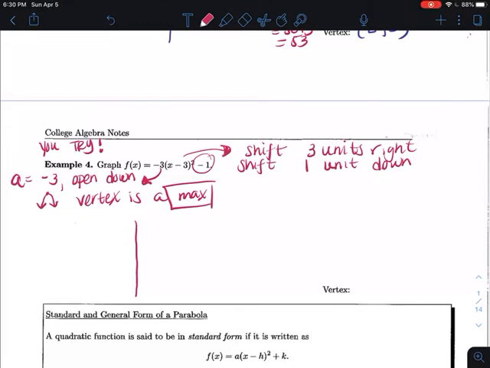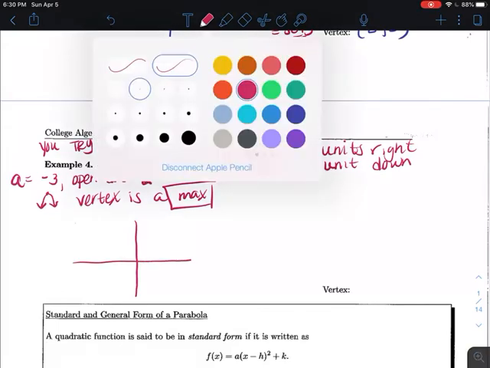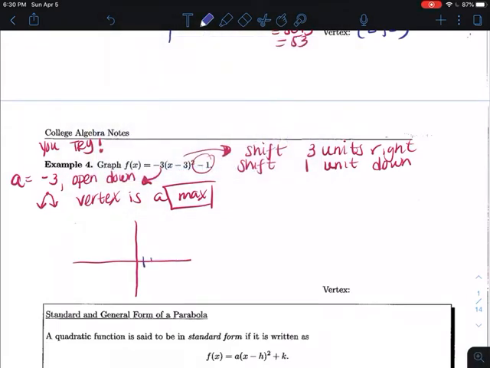If you sketch a graph, I know that it's going to shift 3 units to the right. So 1, 2, 3. And 1 unit down. Make this 3 a little bit smaller. So it's going to shift here. This is my vertex.